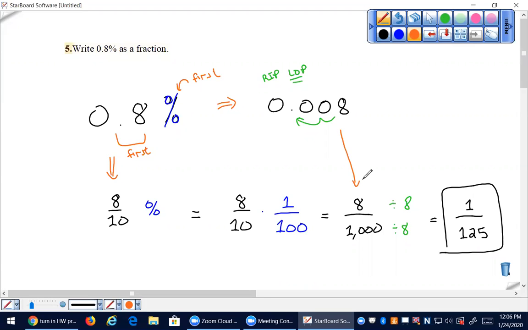I can say the 0.8 bothers me, so I'll change it into a fraction first because that's getting me towards the fraction answer I want. Or you could say the percent symbol bothers me, so I'll get rid of that first and then just have a decimal. So.